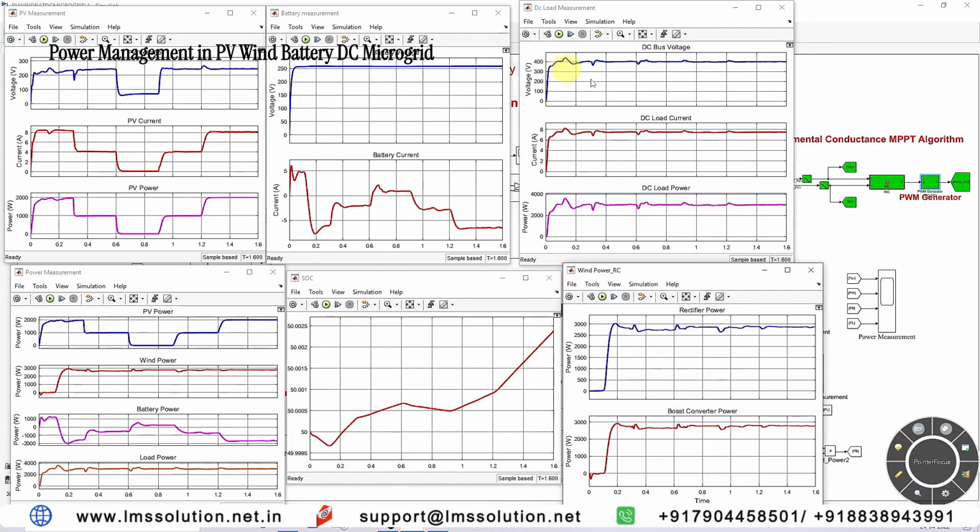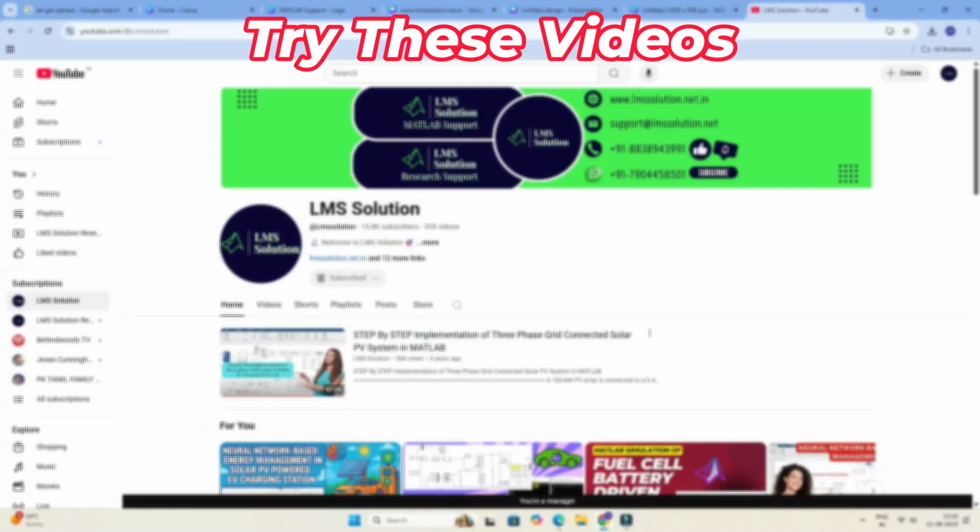And here you can see that the DC load power is maintained constant and the DC bus voltage is maintained around 400. This is the DC load current. Here the power is managed according to the power generation in the PV and wind. The battery goes to discharging mode when there is a power shortage in the PV and wind, and the battery supplies power to the load according to PV generation and wind generation. This is the working of this model. Thank you.